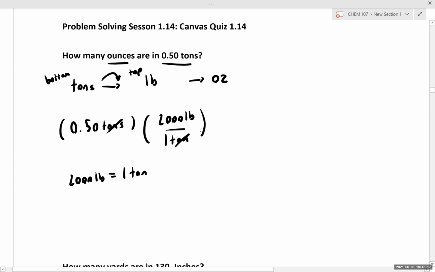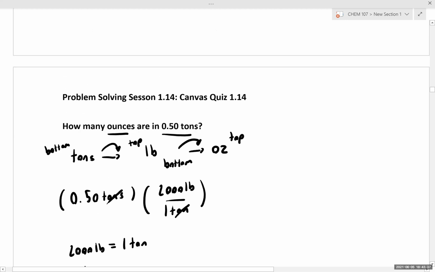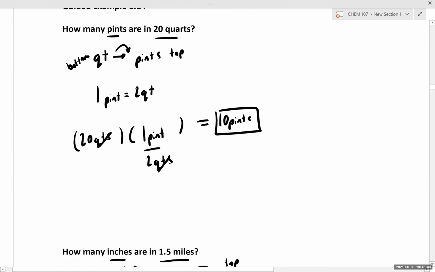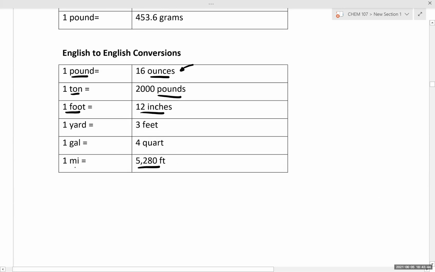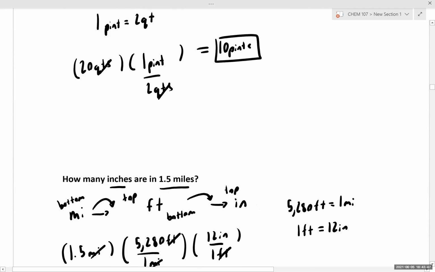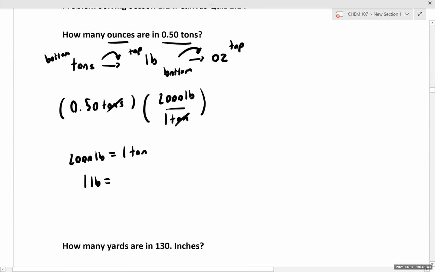From here now, we're next asked to go from units of pounds to ounces. Again, for the second conversion, units of ounces will be on top. Units of pounds will be on bottom. We know that in 1 pound, let's check our table just to be sure. So we know in 1 pound, there are 16 ounces. So let's use that equality in our unit conversion.